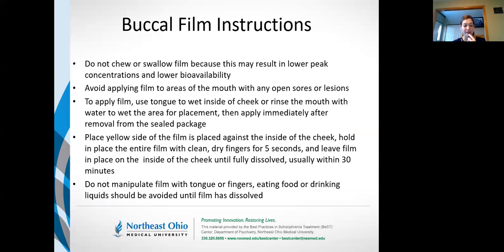It's recommended not to have it anywhere if they do have any open sores or lesions in their mouth. They can either use their tongue to wet the side of their cheek, or even just take a sip of water and swish it around to make sure that that's wet. With their dry fingers, they put it on the side, they say about 5 seconds, and then it'll be adhered right there.